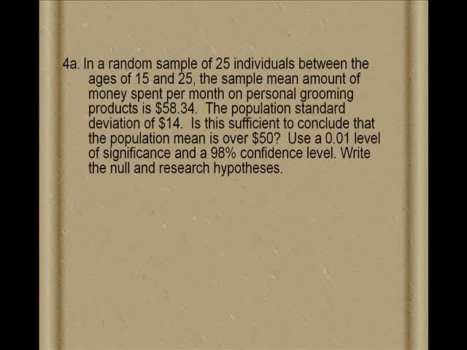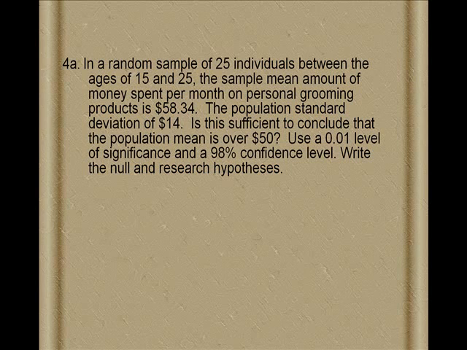So we have a random sample, that's n, small n of 25, with a sample mean, that's x bar, of 58.34, and a population standard deviation, sigma, of $14. Since we have the population standard deviation, we're doing a hypothesis test, which means we're going to be using a z-test. Z-test and population standard deviation go together.